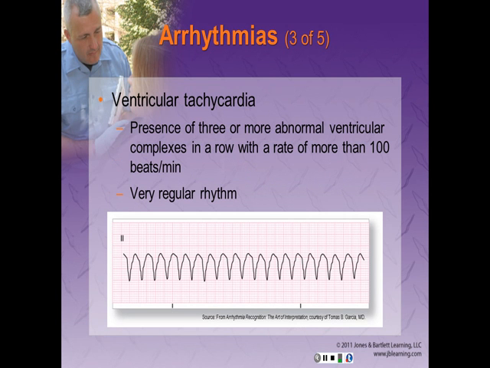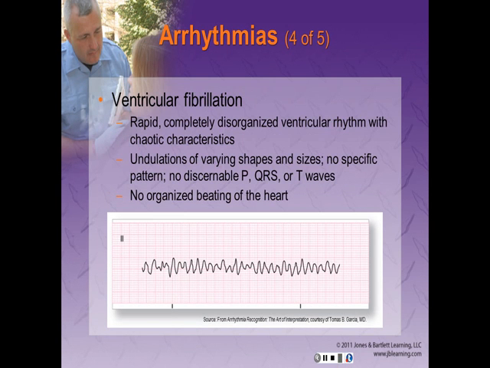Ventricular tachycardia. A basic definition of VTach is simply the presence of 3 or more abnormal ventricular complexes in a row with a rate of more than 100. In general, it is always very regular.